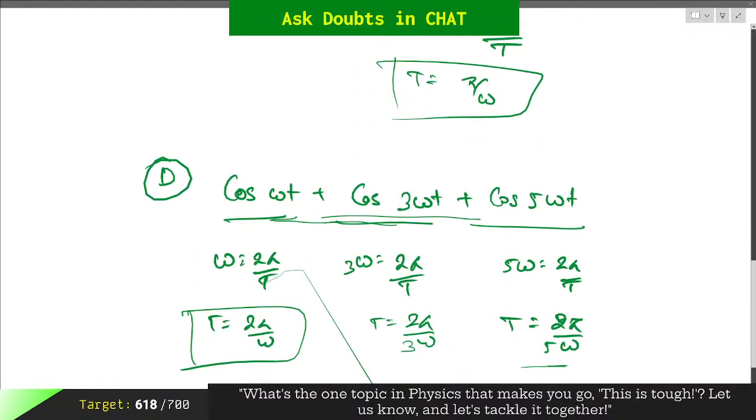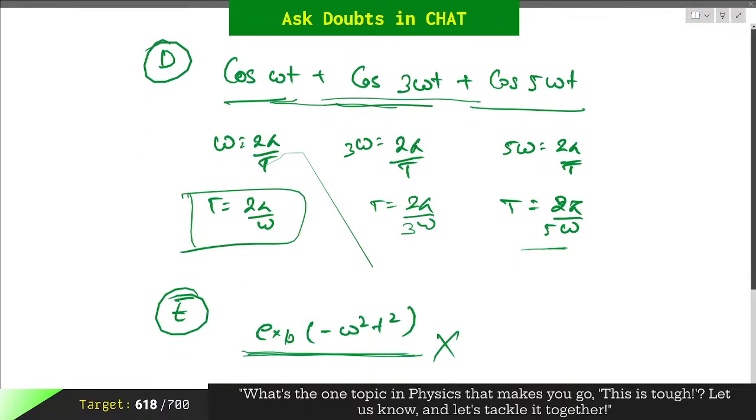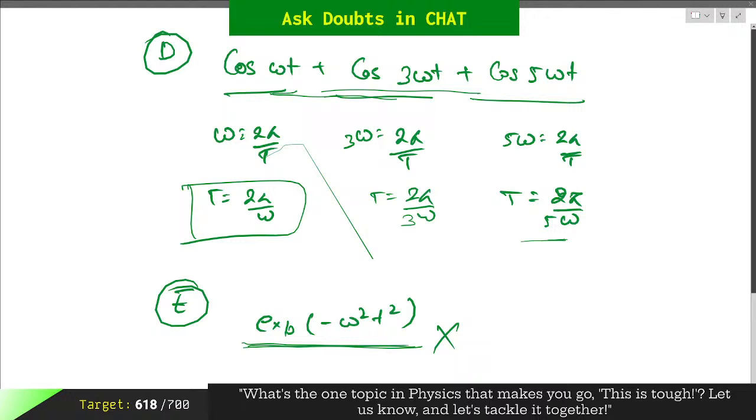Now in the fourth option we have 3 cosine functions in addition format. So again they all have different frequencies, so they are periodic but they are not simple harmonic in nature because we can't represent them as a single frequency. So we will say that it is a periodic motion but not simple harmonic motion.